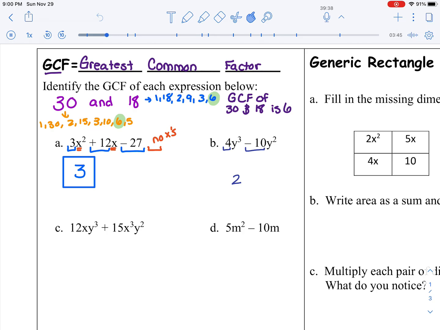Now I need to look at my variables. Y cubed is y times y times y. Y squared means y times y. So they both have at least 2 y's. So my common factor for the y's is y squared, making my overall greatest common factor 2y squared.